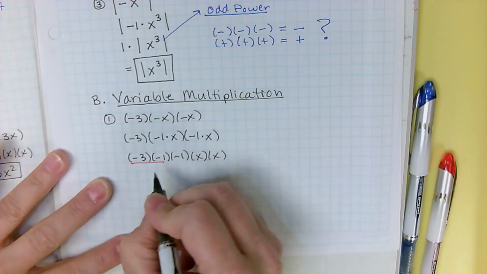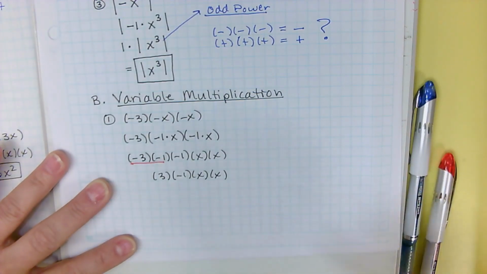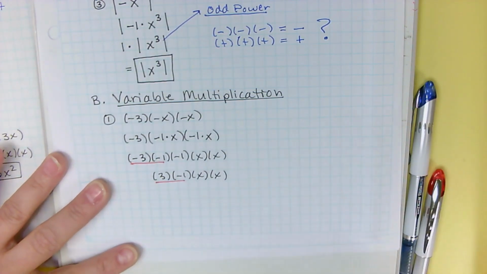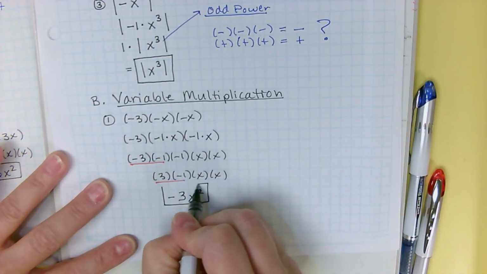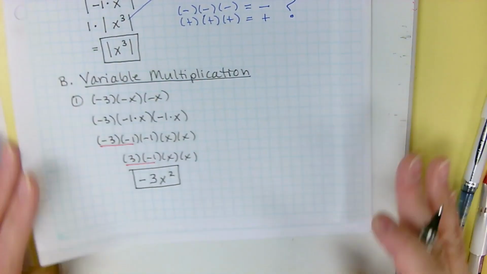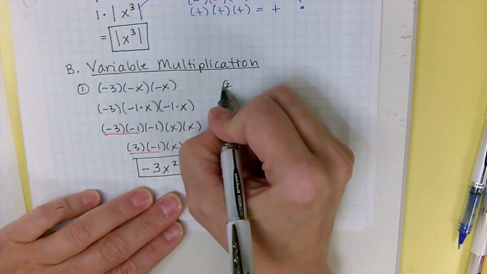-3 times -1 is +3. Bring everything down. Continue to the right. 3 times a -1 is a -3. And then I have xx, which is just x squared. So if you have a negative variable, you got to pull the negative off of it. All right, let's do another one like this.